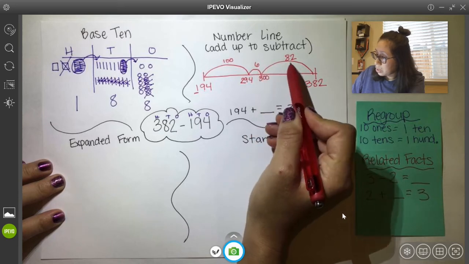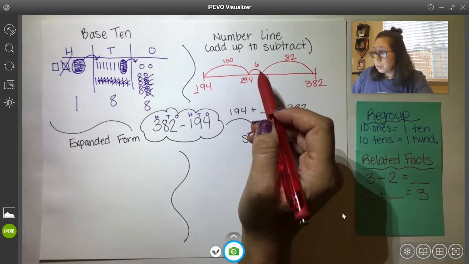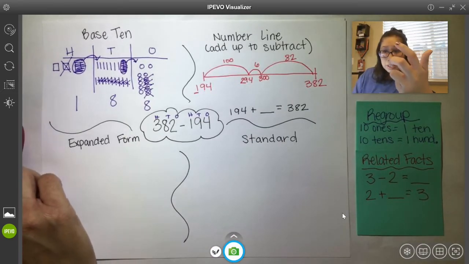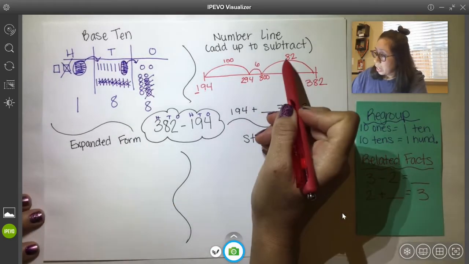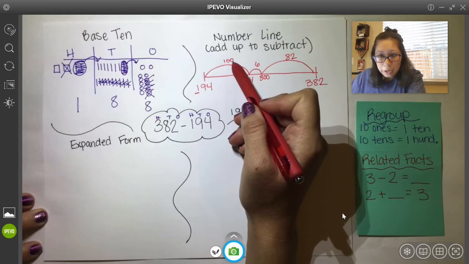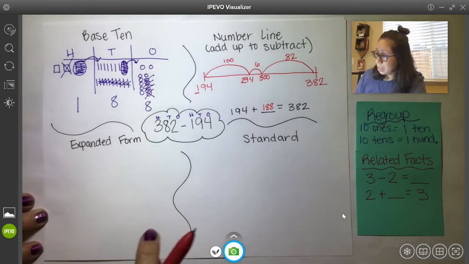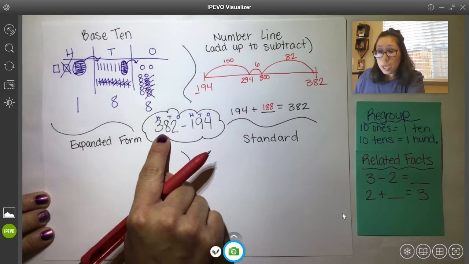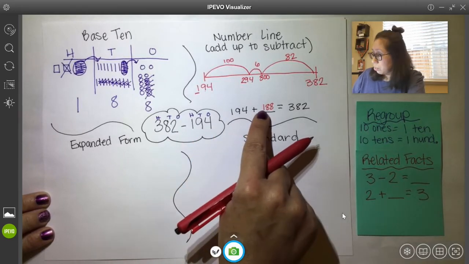82 plus 6 first. 82 plus 6, if I count in my head, 82, 83, 84, 85, 86, 87, 88. So 82 plus 6 is 88, plus 100, we can easily do that in our head, is 188 jumps. If that's my missing number, then it should be the same as 382 minus 194 equals 188.